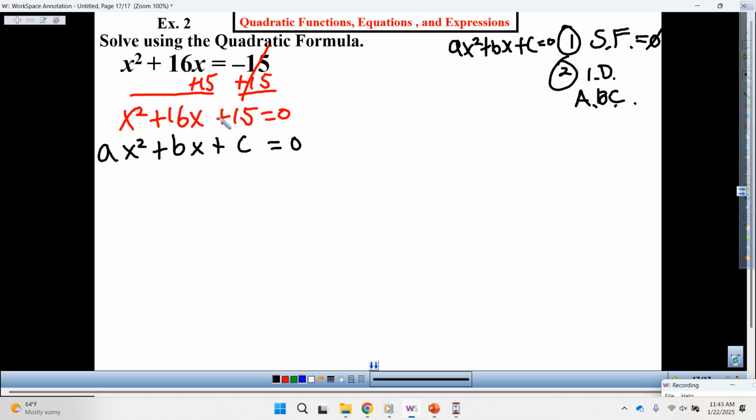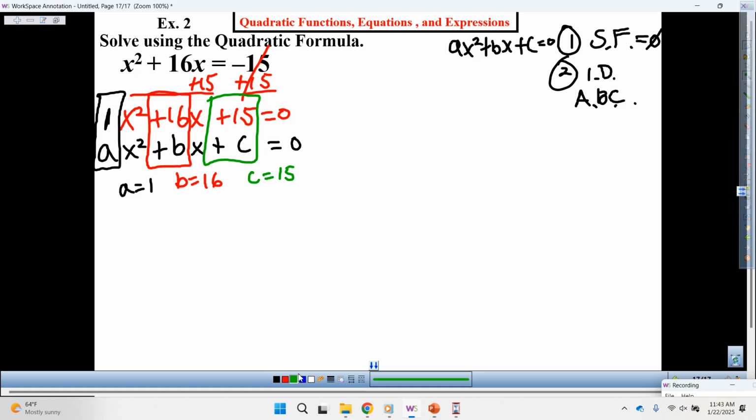What is a in this equation, everyone? 1, that is correct. What is b, everyone? 16, so box that. And what is c, everyone? 15. So now that we have that, I'm going to write it over here. a equals 1, b equals 16, and c equals 15. I'm going to change the a to blue just so that we can have something different than black right there. Okay, there it is.